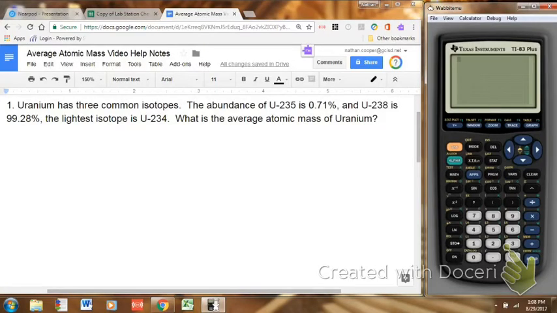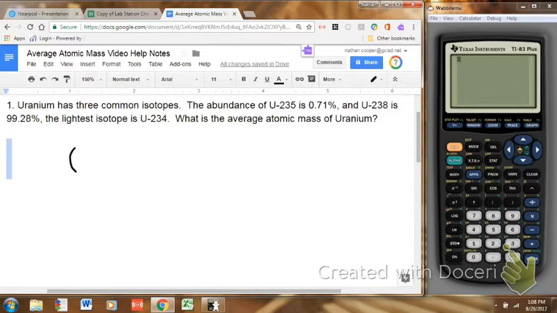Example problem 1, I have 3 isotopes of uranium, so to calculate average atomic mass I need to know the isotope's mass and its percent abundance. So the first isotope is uranium-235. I'm going to do the work and then bounce back and forth between that and the calculator. So uranium-235 is the mass, so I'll plug in the mass of that isotope. Its abundance is 0.71%. I have to move that and make that a decimal.